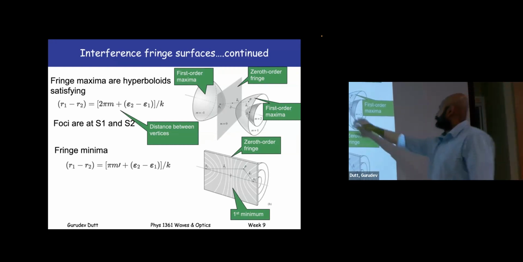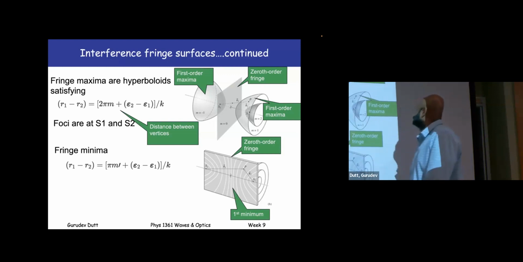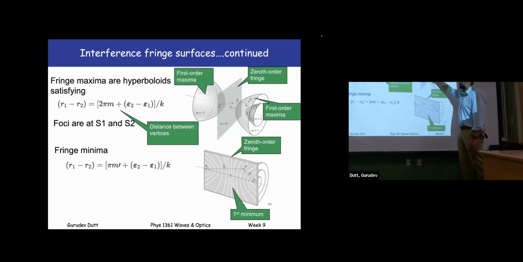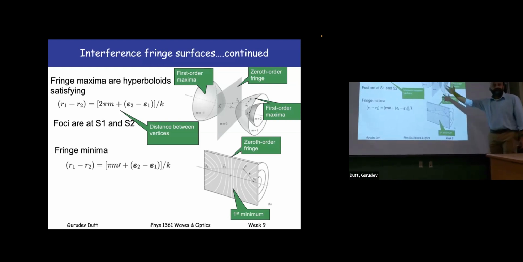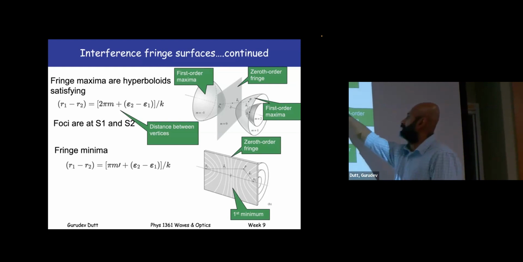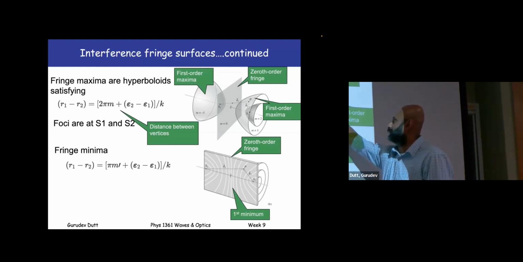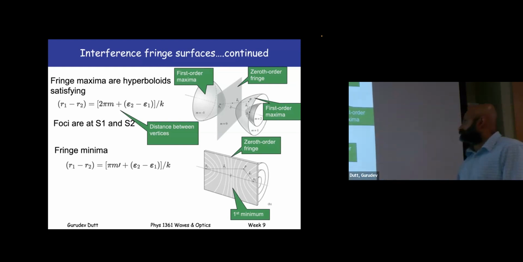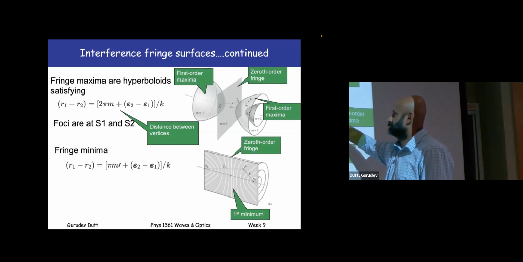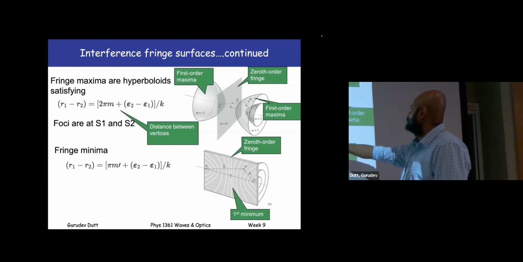Okay, so here are my sources S1 and S2. Here's the point of observation P. So this is R1 and R2. So instead of looking at K1 and K2, I made the position from S1 to P as R1 and the position from S2 to P as R2. And so that gives me the phase difference between them, which is that R1 minus R2.